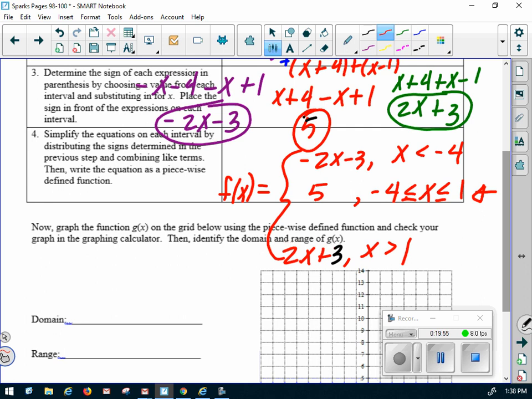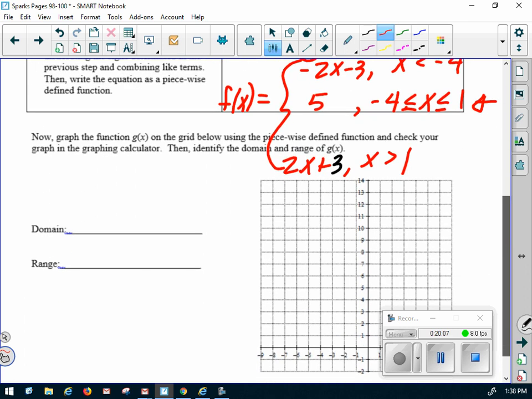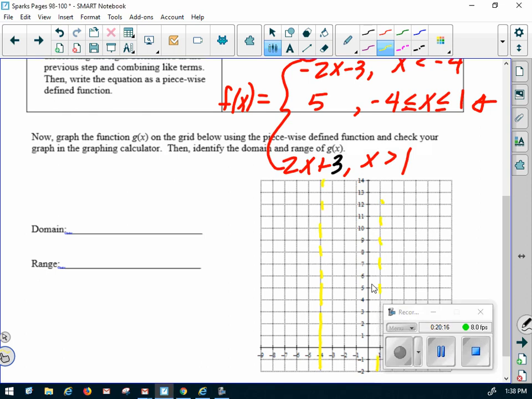And ladies and gentlemen, that's how you write an absolute value as piecewise. That's it. That's pretty cool, isn't it? Now, let's graph it. You know how to graph a piecewise. -4 and 1. Because I want you to see what that graph looks like.